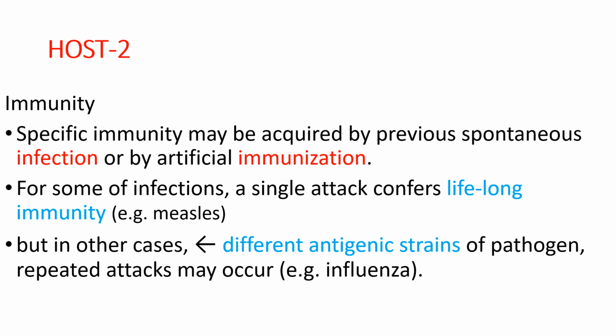Immunity. Specific immunity may be acquired by previous spontaneous infection or by artificial immunization. For some infections, a single attack confers lifelong immunity, e.g. measles, but in other cases, due to different antigenic strains of pathogen, repeated attacks may occur, e.g. influenza.